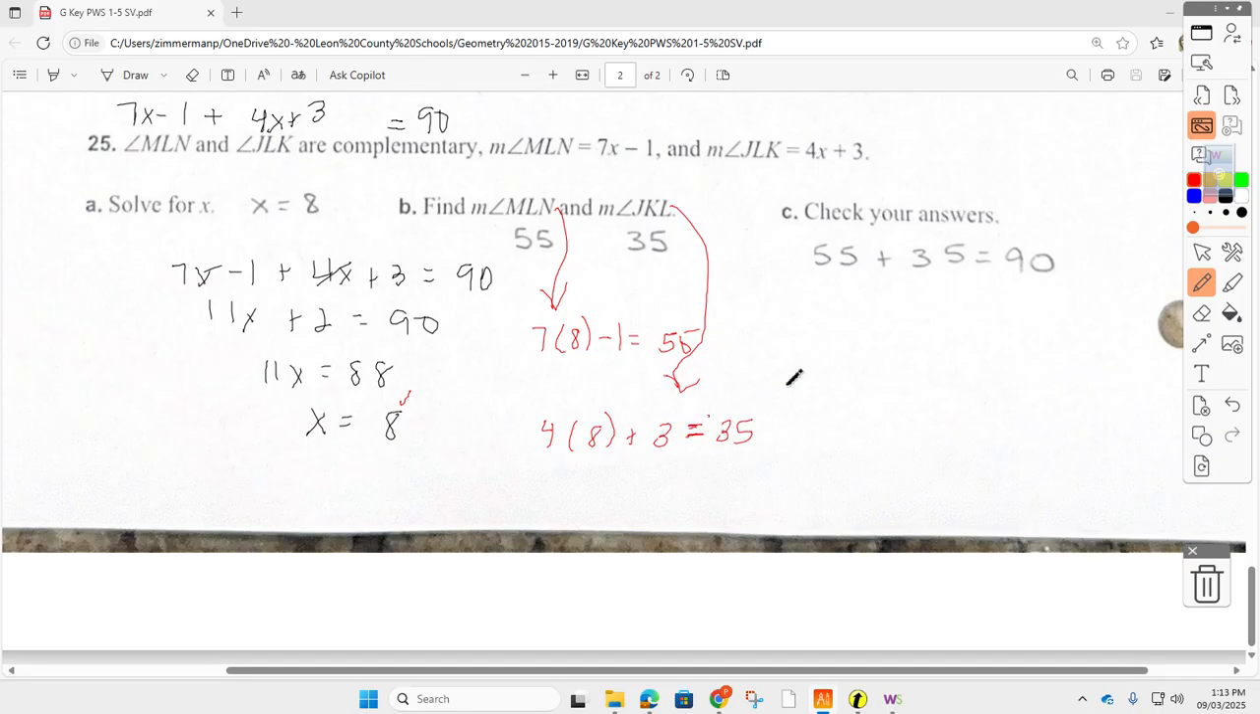When they asked us to check it, we had to know that if we add these two together, they equal 90. So 55 plus 35 does equal 90. Okay?